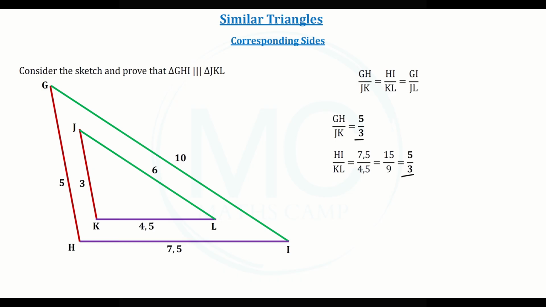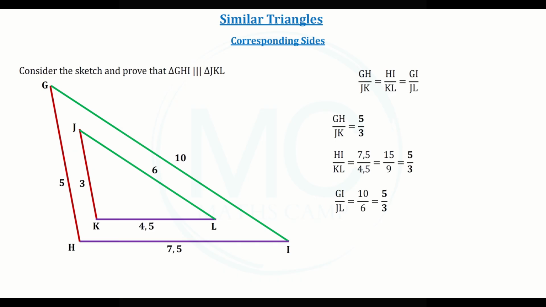So let's move on to GI, the green side of the larger triangle, and JL, the corresponding side of the smaller triangle. So now we can say GI over JL. GI is 10 units long, so we can say 10 units over JL, which is 6. 10 and 6 are both divisible by 2. 10 divided by 2 gives us 5 over 6 divided by 2, which is 3.